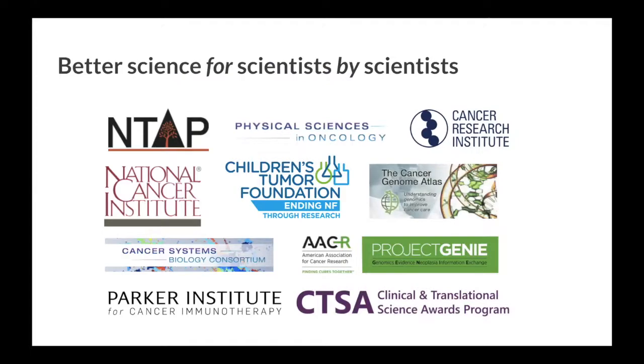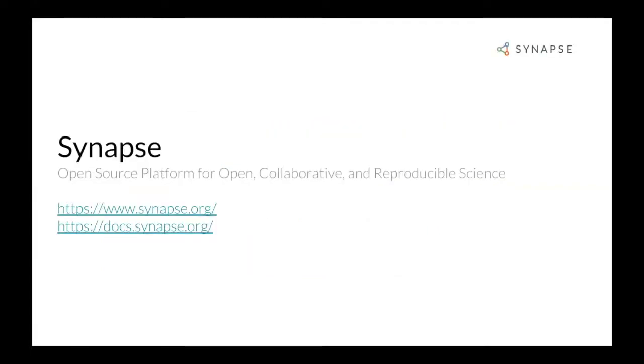So I want to draw the distinction between the organization Sage and the platform Synapse, because they're frequently conflated, but the work that Sage is focused on has sort of allowed Synapse to flourish and become this more generalizable tool for open science and is now accessible and usable for anybody, not just people working in these specific communities. So there's some links here for later, but it's fully open source.